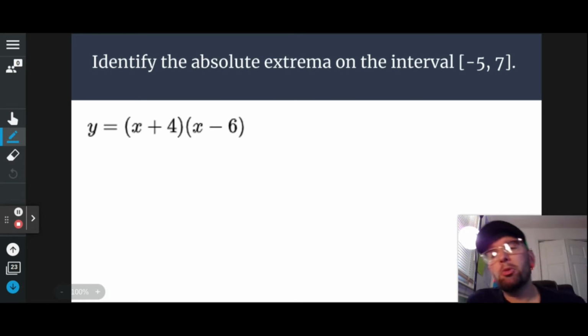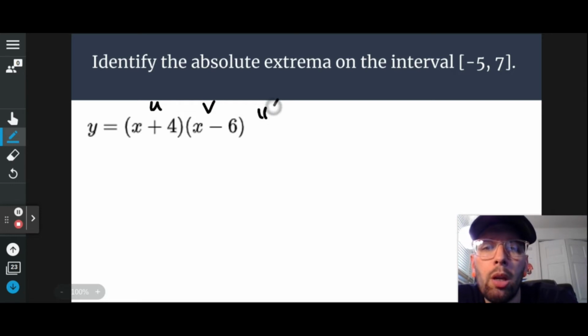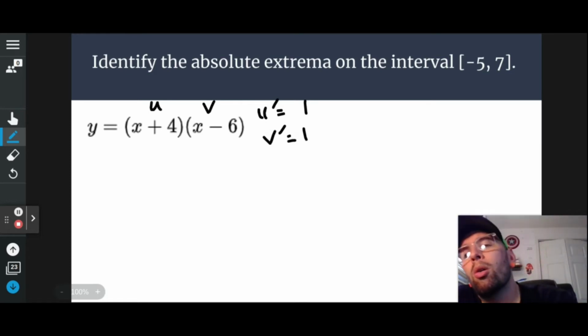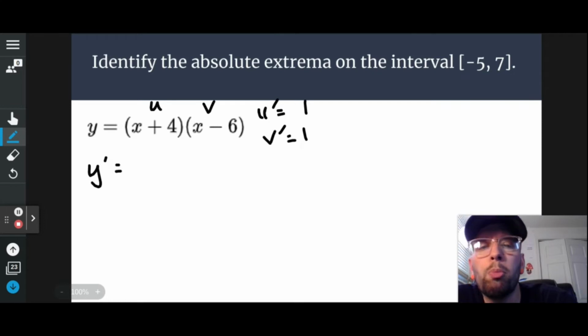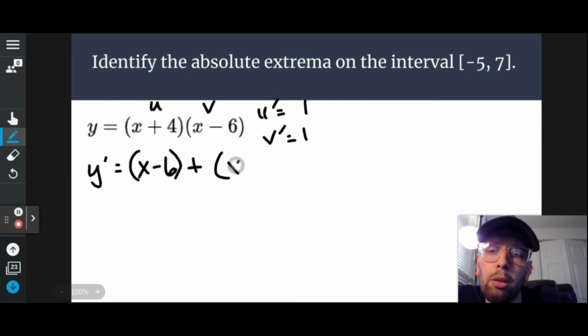No graph. Don't need it. That'll be my U. That'll be my V. We're doing product rule here. So U prime is going to be 1. V prime is also going to be 1. So the derivative y prime is going to equal U prime V, which is 1 times x minus 6, plus V prime U, which is 1 times x plus 4.